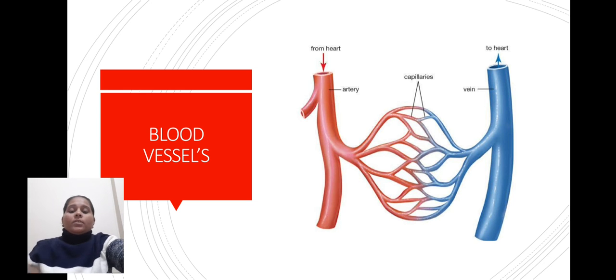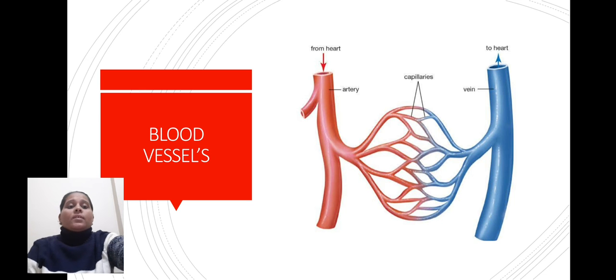And the next one is the capillaries. What are capillaries? These are the blood vessels which have single-celled walls. Okay, this is capillaries. This structure is composed of the blood vessels: the arteries, capillaries and veins.